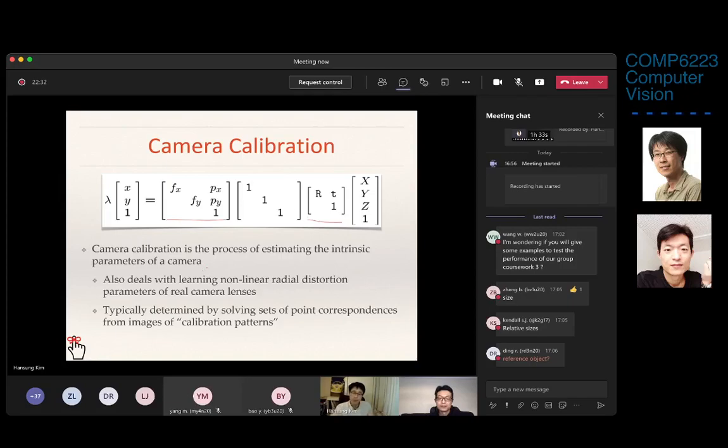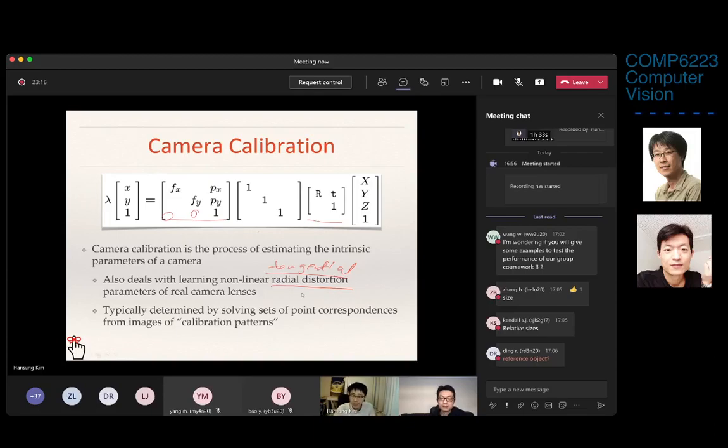There will be some other intrinsic parameters, for example, radial distortion, and sometimes we also consider tangential distortion. They come from lens distortion, because normally you use a lens, and a lens has some curvature on its surface, so that it deflects the light and converges it onto the image center. But sometimes there might be slight errors or distortion on the surface, which cause tangential distortion or radial distortion. They can also be estimated from camera calibration.